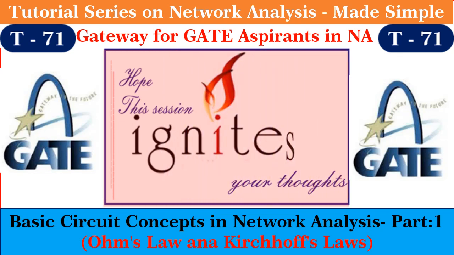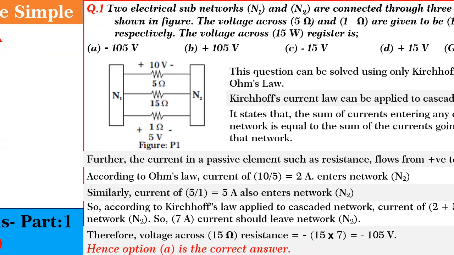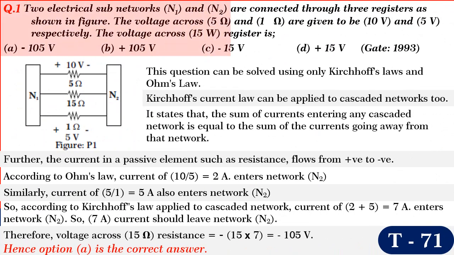Let's go ahead. Friends, first let us solve a question of GATE 1993. In this question, two cascaded networks are interconnected through three resistors as shown in the figure. This question can be solved using only Kirchhoff's current law and Ohm's law.